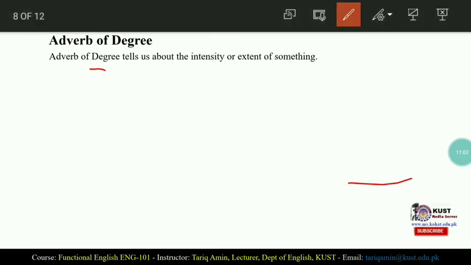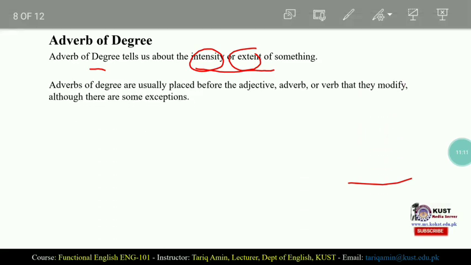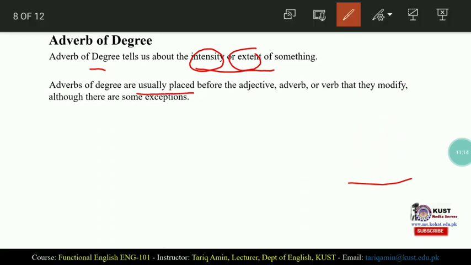Another type of adverb is adverb of degree. Adverb of degree tells us about the intensity or extent of something. Adverbs of degree are usually placed before the adjectives, adverbs or verbs that they modify. Although there are some exceptional cases as well.